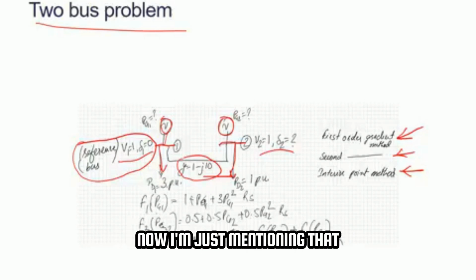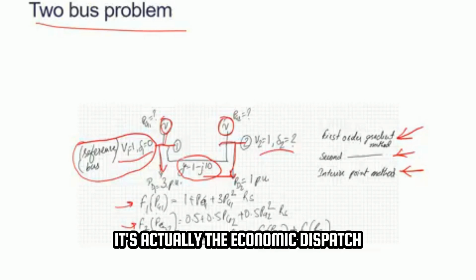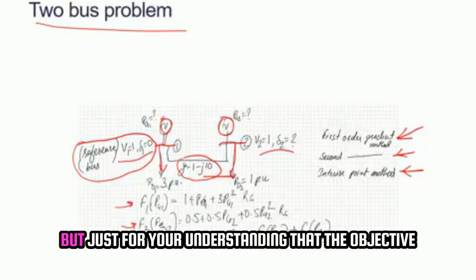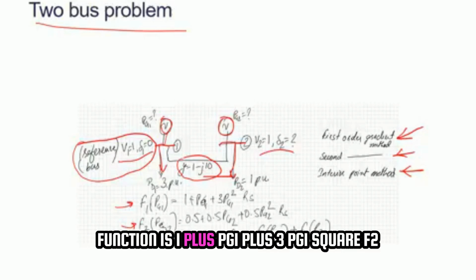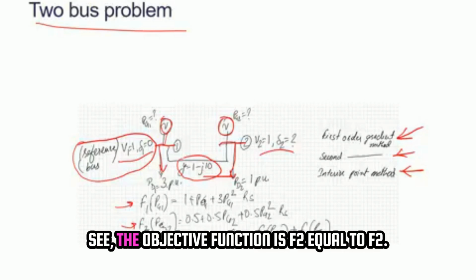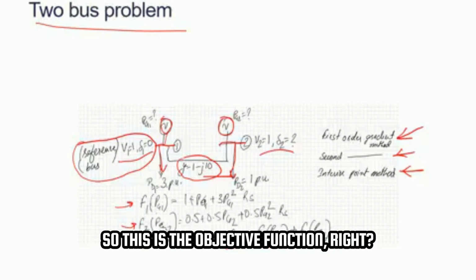Now I'm just mentioning that there is some function. It's actually the economic dispatch problem, but I'm not naming it now because I'm going to explain this later on. But just for your understanding, the objective function F1 of PG1 is 1 plus PG1 plus 3 PG1 square, and F2 of PG2 is 0.5 plus 0.5 PG2 plus 0.5 PG2 square. The total objective function is F1(PG1) plus F2(PG2). So this is the objective function.